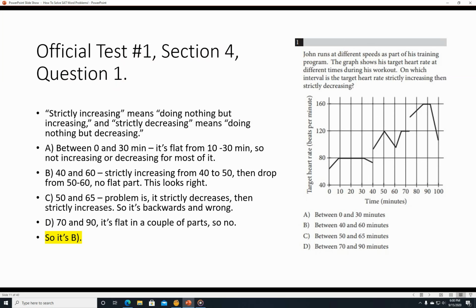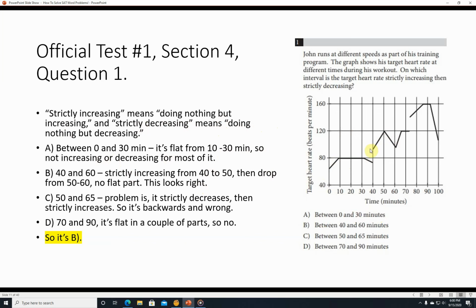All right, so strictly increasing means exactly what you think it does. It means doing nothing but increasing, and strictly decreasing means doing nothing but decreasing. So it's got to be something like this, where it goes up and then goes right down. So there are no flat parts. So A, between 0 and 30 minutes, no, there's a big flat part. That's neither strictly increasing nor strictly decreasing, so that can't be it.